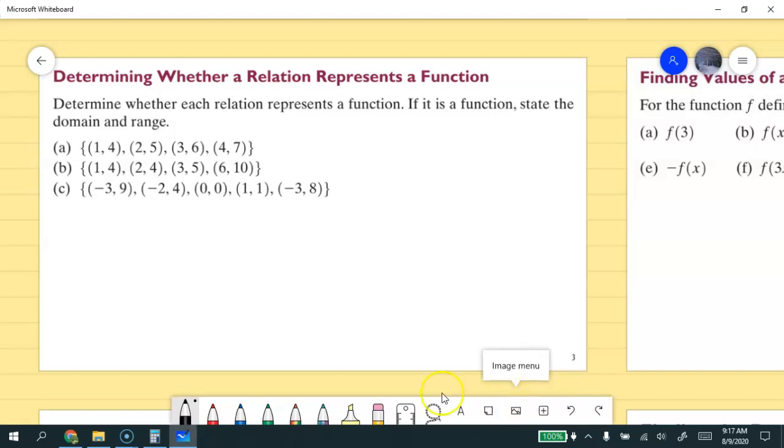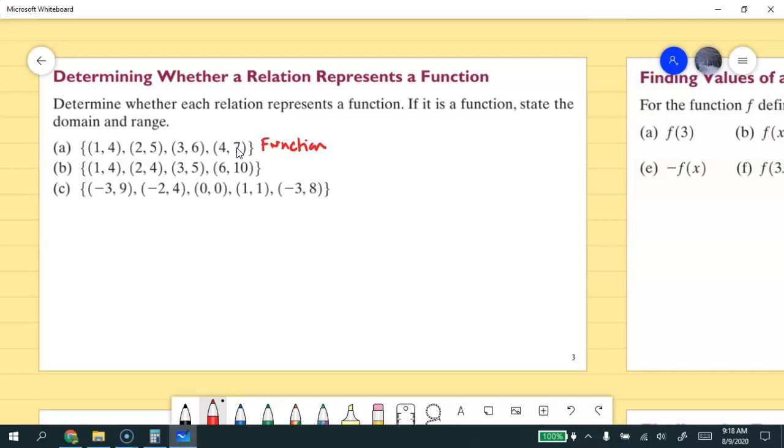Letter A says (1, 4), (2, 5), (3, 6), and (4, 7). To see if it represents a function, you just need to make sure of the same thing that I told you in the earlier slide. You've got to make sure that every single one of these x's matches up with a y and there are no repeats. Notice how 1 matches up with 4, 2 matches up with 5, 3 matches up with 6, and 4 matches up with 7. There are no problems with that, and so this is a function.